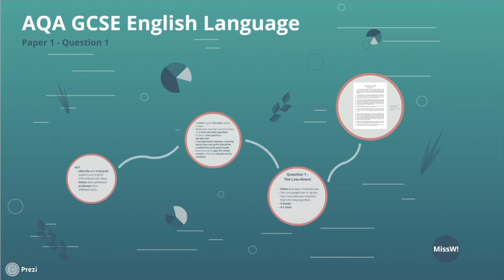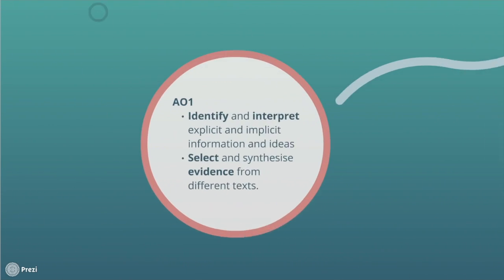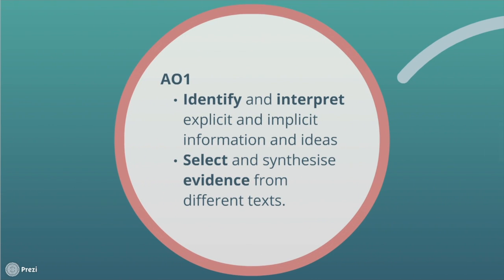Hello everybody and welcome to this video on question 1 on paper 1 of the AQA GCSE English language exam. Now this is the first question on paper 1 and it's the easiest on paper 1 I think, and it will ask you to choose 4 answers from a piece of text that you'll be given to read.